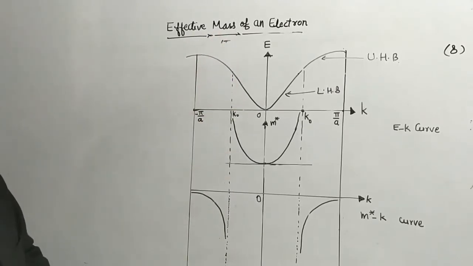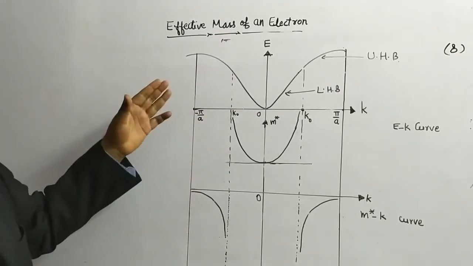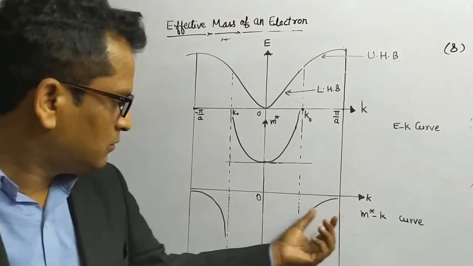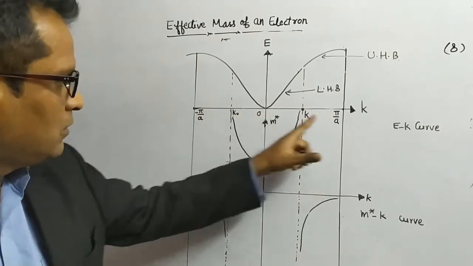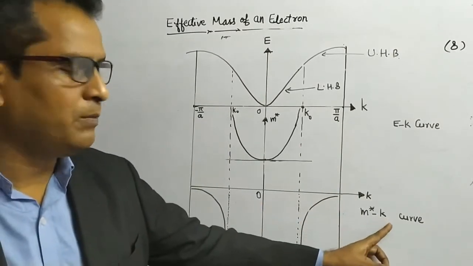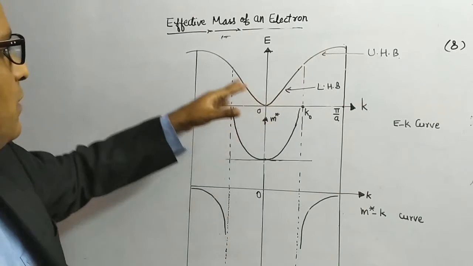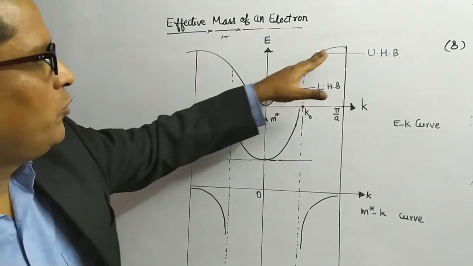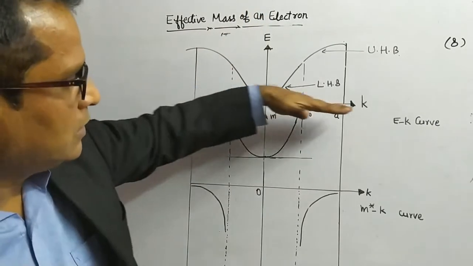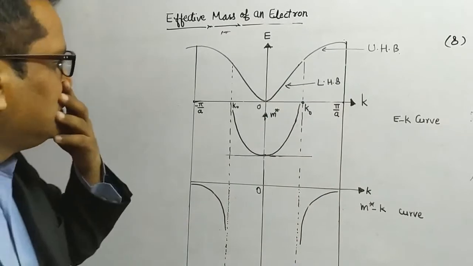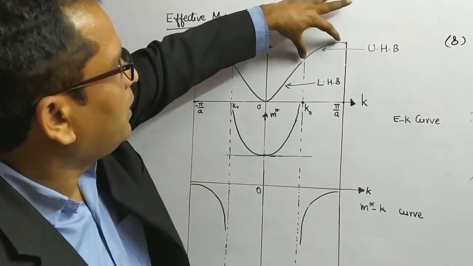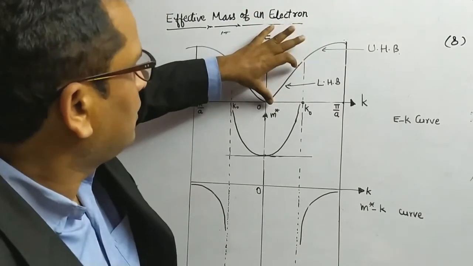Okay, a few important things about the effective mass. If we plot the graph between effective mass and k, it will look like this. This is the graph between effective mass and wave number k. And this is the E-k curve as usual, you all may know. Here we have plotted energy along the y-axis, and along the x-axis we have plotted k. This sort of curve we all know. This is called the upper half band of the curve, and this is the lower half band of the E-k curve.